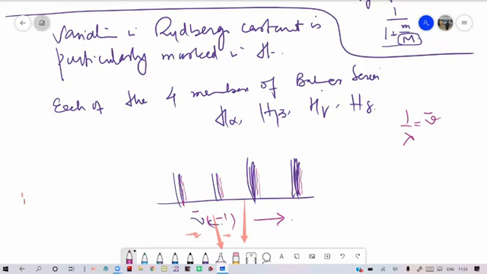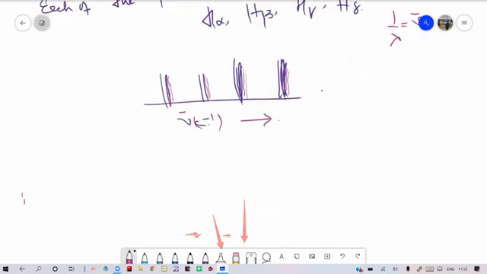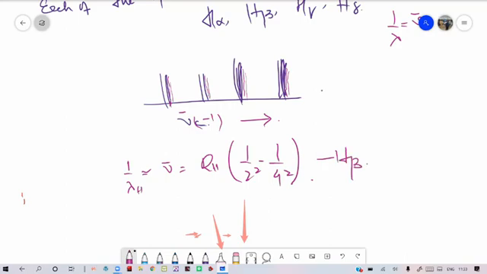Series limit is something different. Series limit is when you consider the transition from a very large value of the energy level, that means n equal to 5 to n equal to 2. How do we denote the Balmer series? We represent it as 1 by lambda equal to nu bar, it is RH for the hydrogen atom, times 1 by 2 square minus 1 by, for example, this is the first line of the Balmer series. H beta line. This is for H beta.